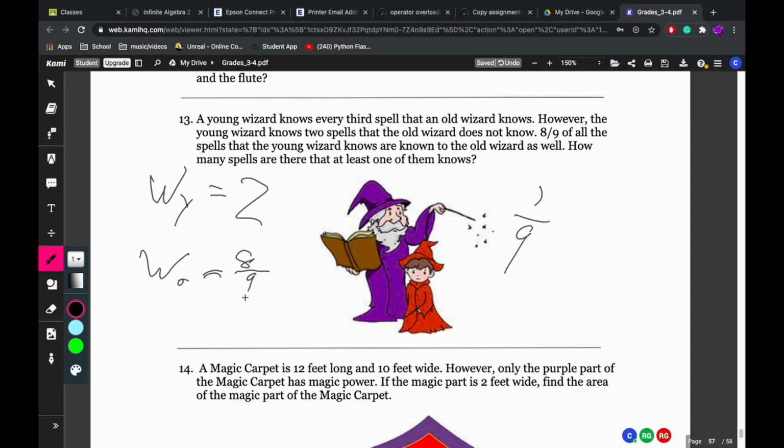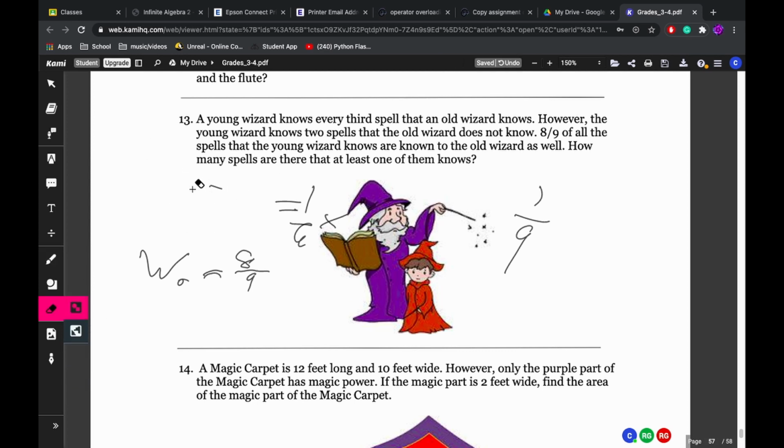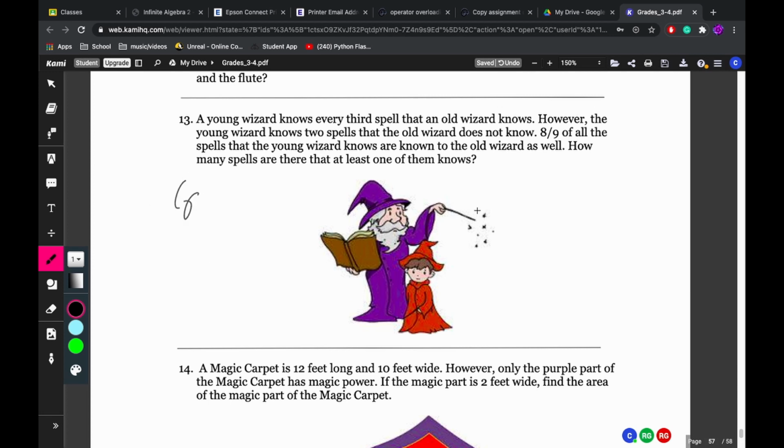So the old wizard only knows 8 by 9th. But the young wizard knows 1 by 9th. And the young wizard knows 2. So that's basically equal to 1 by 9th x. And so, now that we know that, we can just solve the problem really easily. Because now we know that the old wizard knows 16 spells, because 2 times 8 is 16. So, yeah, the old wizard knows 16 spells.